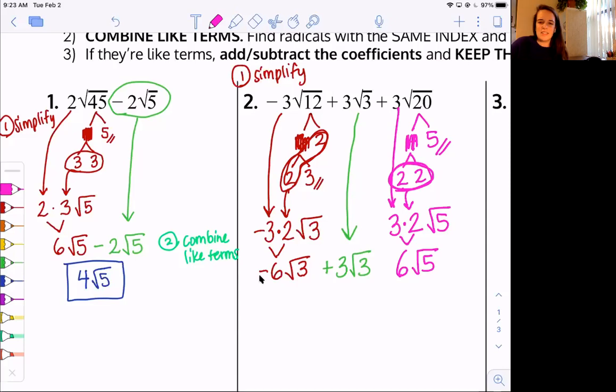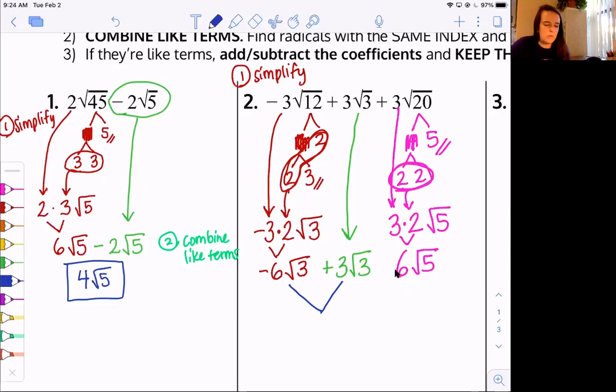Can I leave it just like this? Should I leave it like this? No. Why not? It's a combined like term. Ooh, yeah. Zephyr, which ones are like terms? -6 and +3. Zephyr, tell me one more time. You cut up just a little bit there. -6 square root 3 and +3 square root 3, right? Those are like terms, right? They're like terms because they have the same radicand, right? Same radicand.